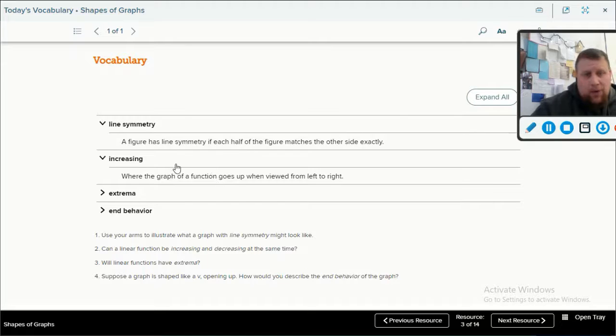Extrema. Oh, by the way, when is it decreasing? When it's going down from left to right. Just like you should know, a positive slope is going up from left to right, and a negative slope is going down from left to right. Okay.